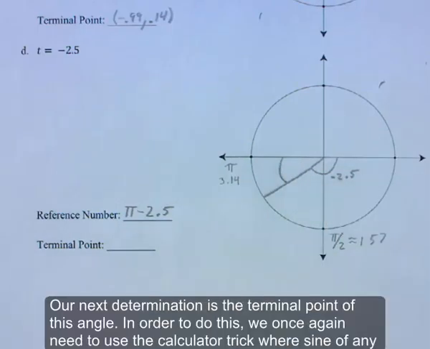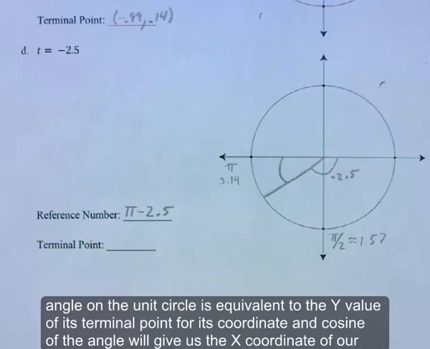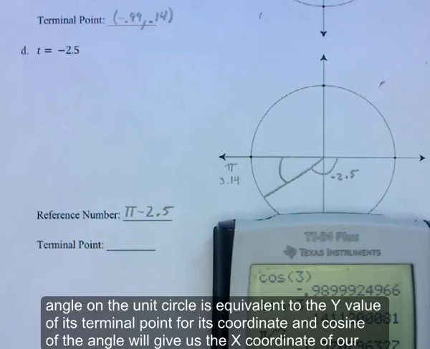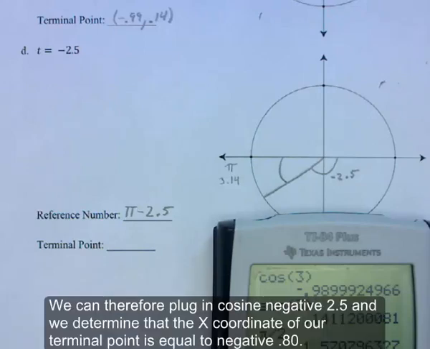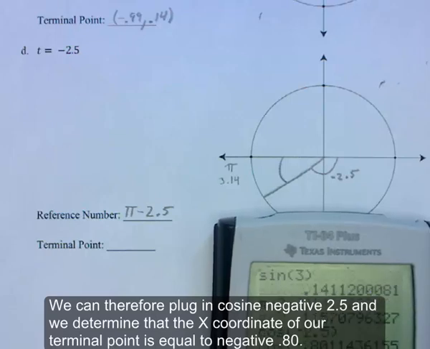Our next determination is the terminal point of this angle. In order to do this, we once again need to use the calculator trick where sine of any angle on the unit circle is equivalent to the y value of its terminal point for its coordinate, and cosine of the angle will give us the x-coordinate of our terminal point. We can therefore plug in cosine negative 2.5, and we determine that the x-coordinate of our terminal point is equal to negative 0.80.